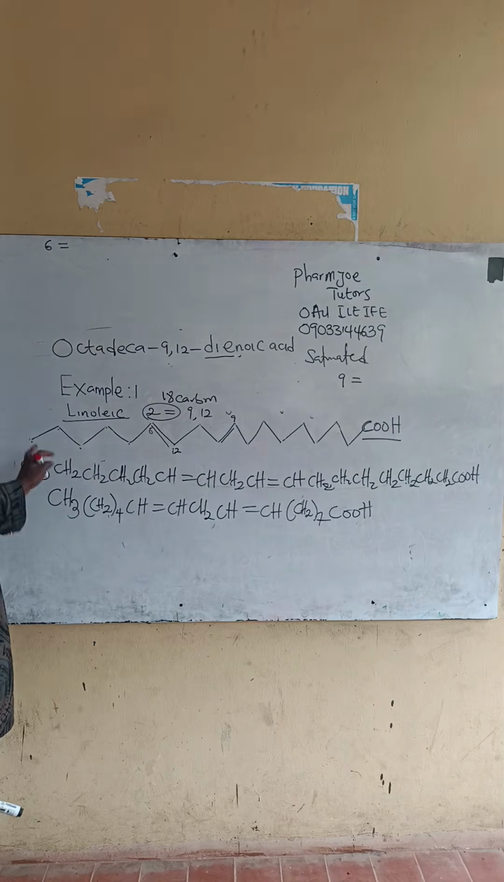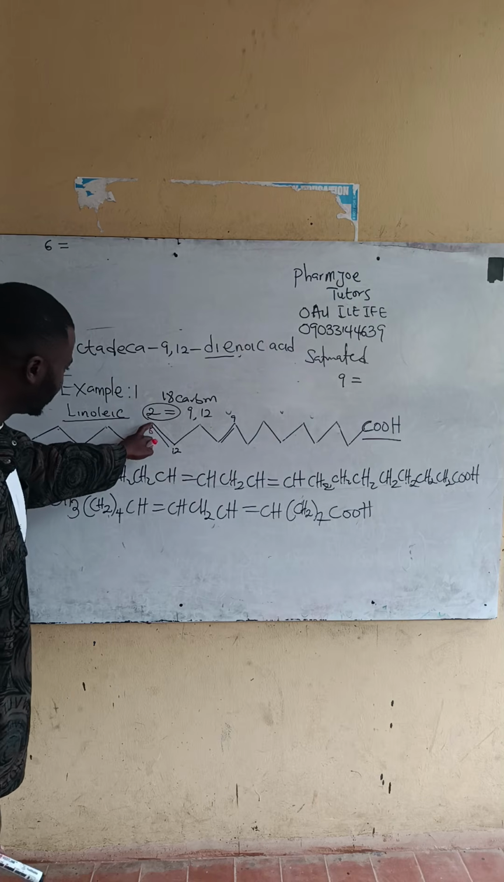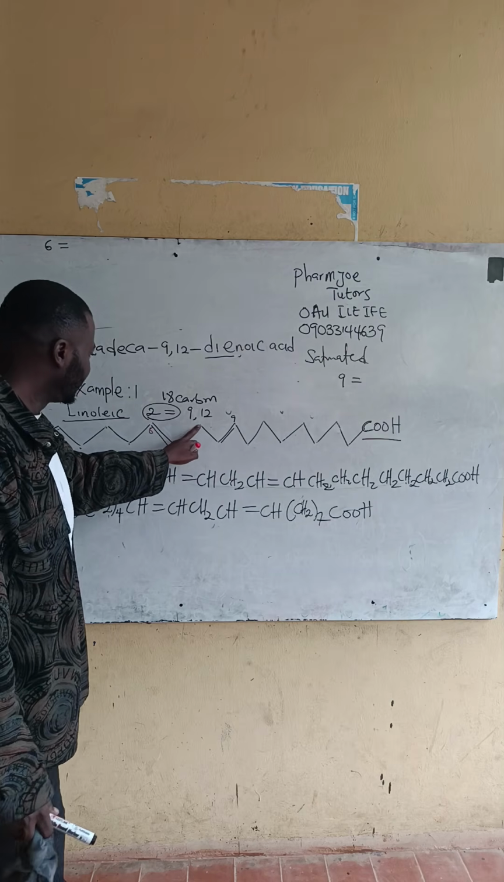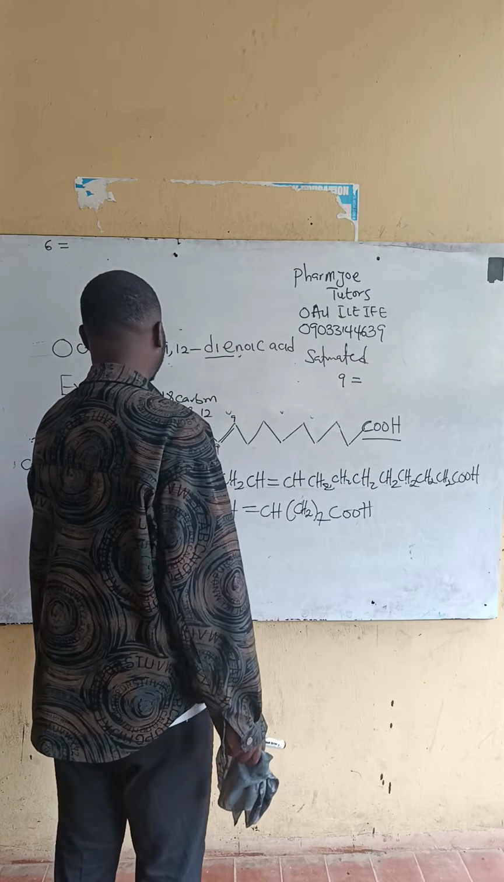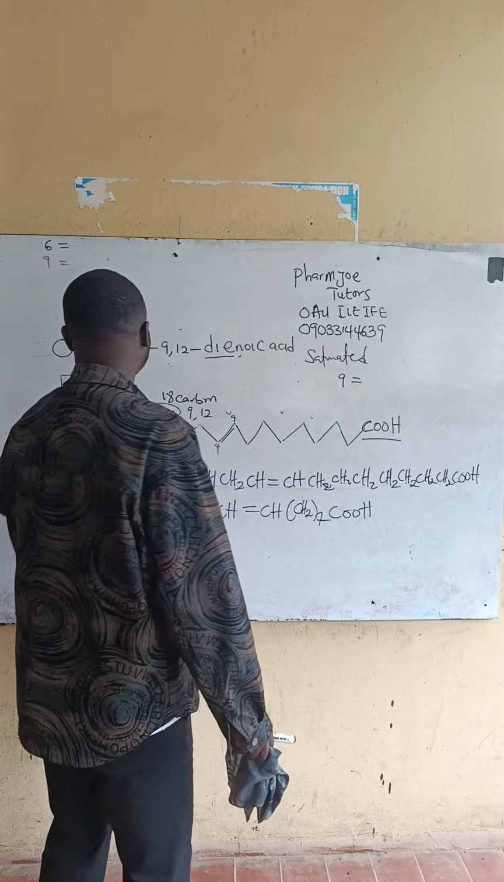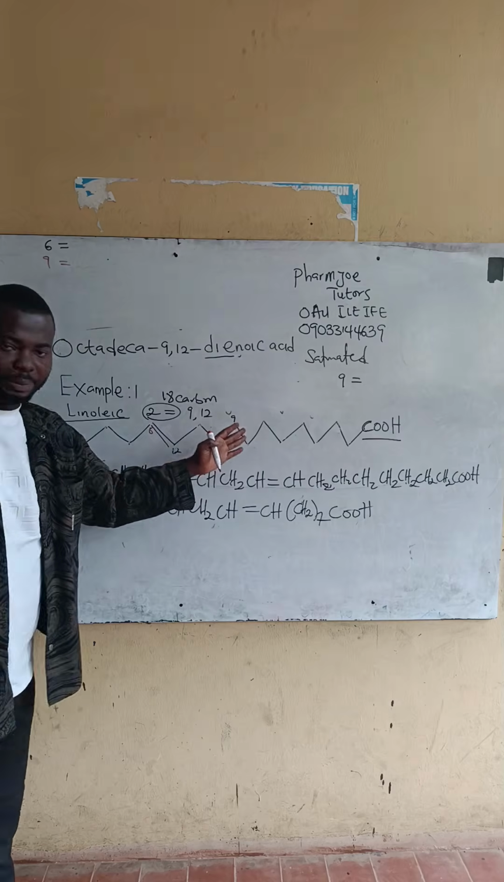Then let's go 1, 2, 3, 4, 5, 6, 7, 8, 9. Another one is in position number 9. So 6 and 9. One is in 6, one is in 9, if I count from the back.